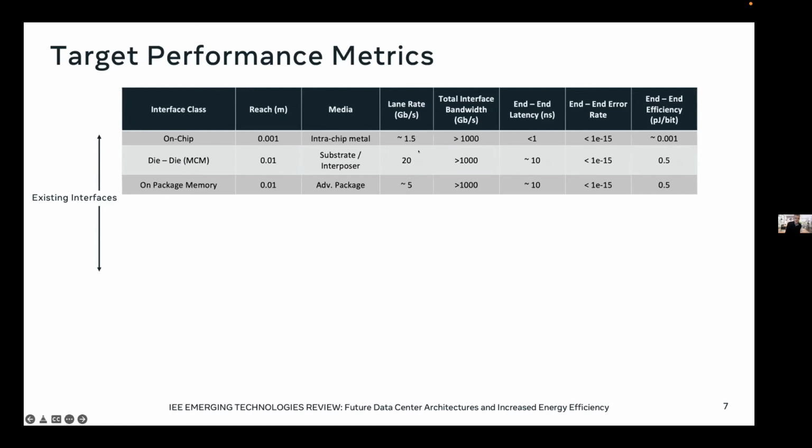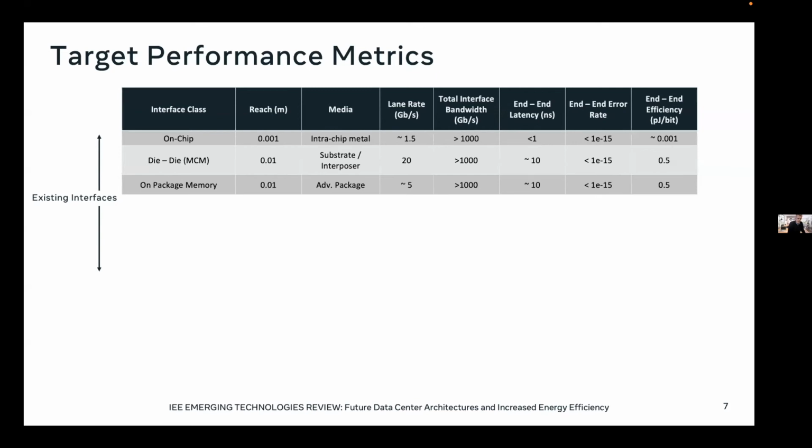As you scale these links and we go to technologies required to connect die together on a package, so MCM type technologies, the efficiency definitely takes a hit, and we start to move into the range of about half a picojoule per bit. And that's also true for on-package memory interfaces as well. But for all of these different classes of interfaces, we're able to sustain very high performance in terms of low latency and also very low error rates, which is really required for memory-to-memory interconnects, which are very intimately tied to the compute capability that these devices have.